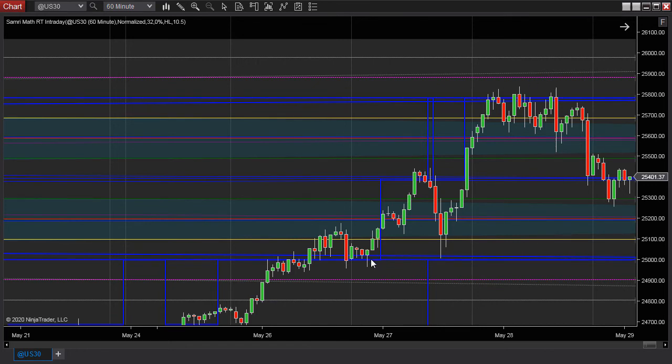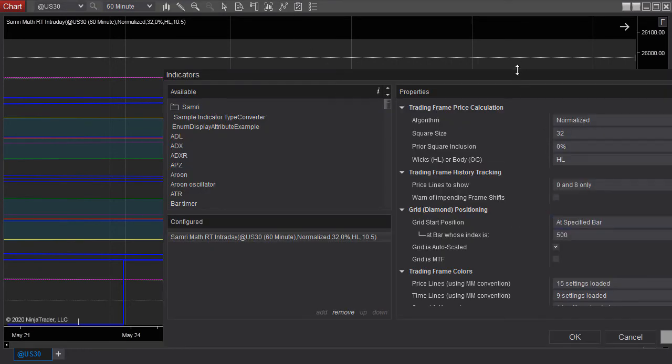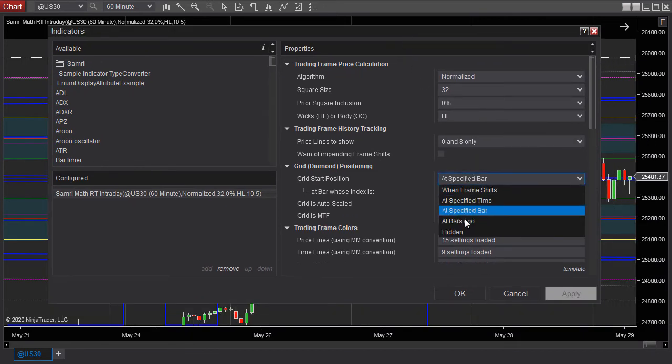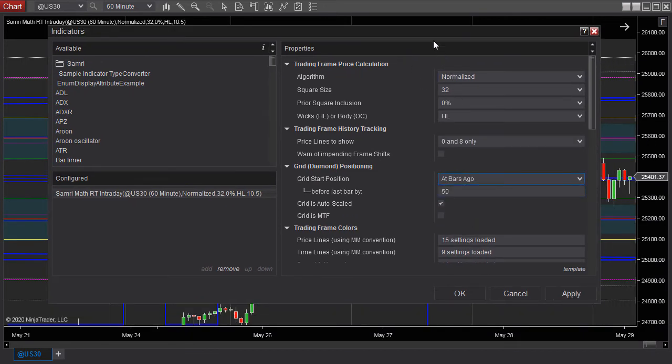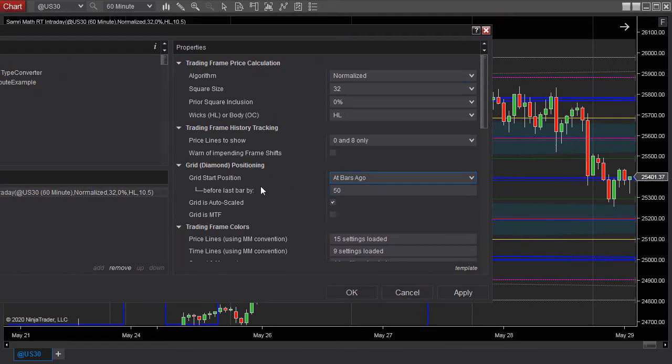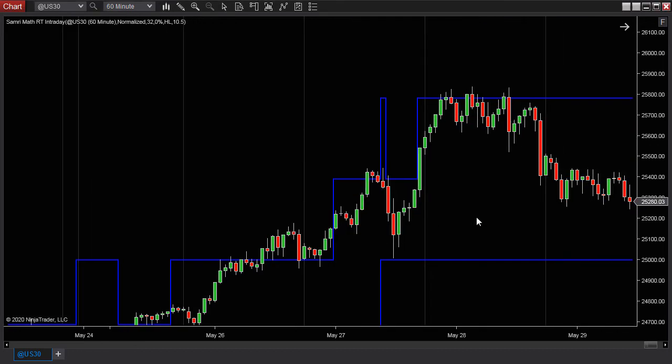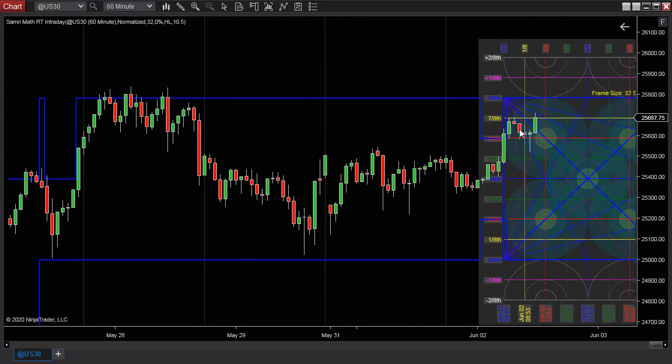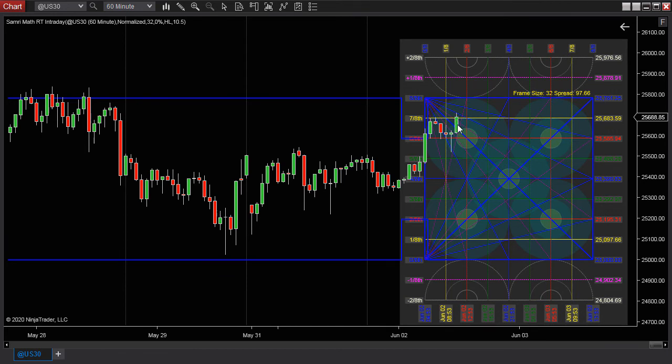The one that is useful for you is this option right here, at bars ago. At bars ago means I want the grid to start before the current bar by so many bars. Let's say 5 for now. Okay, and I'm going to go to the most recent bar in my chart. The most recent bar is this one, building right now in real time.